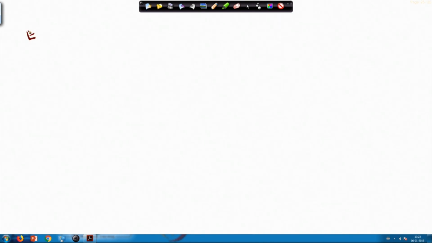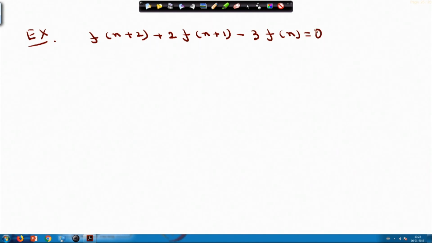It is given that f of n plus 2 plus 2 f of n plus 1 minus 3 f n equals 0. This equation is given. Also it is given f 0 equals 1, f 1 equals 0. So, one equation in terms of function of n is given, f of n plus 2 plus twice f of n plus 1 minus 3 f n equals 0, where f 0 equals 1, f 1 equals 0, and we have to find out what is the value of f n.